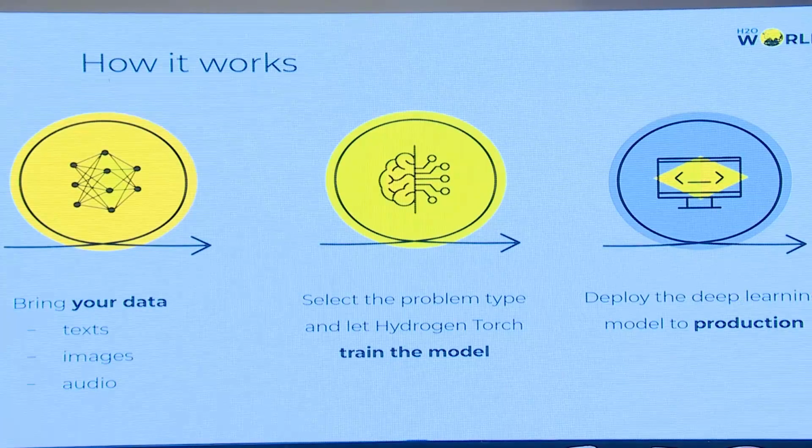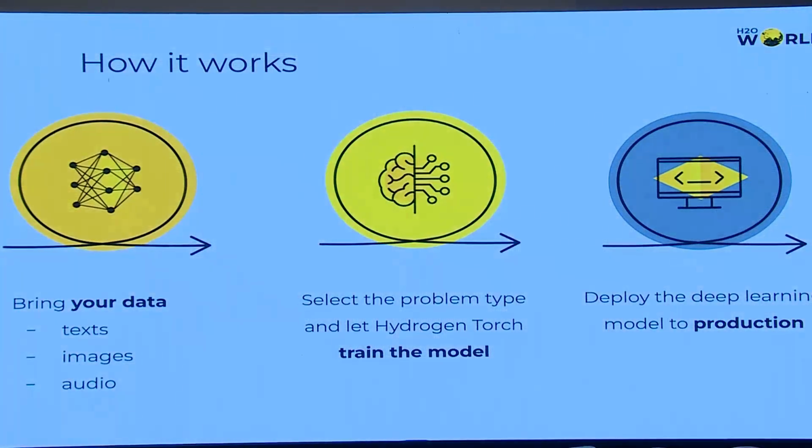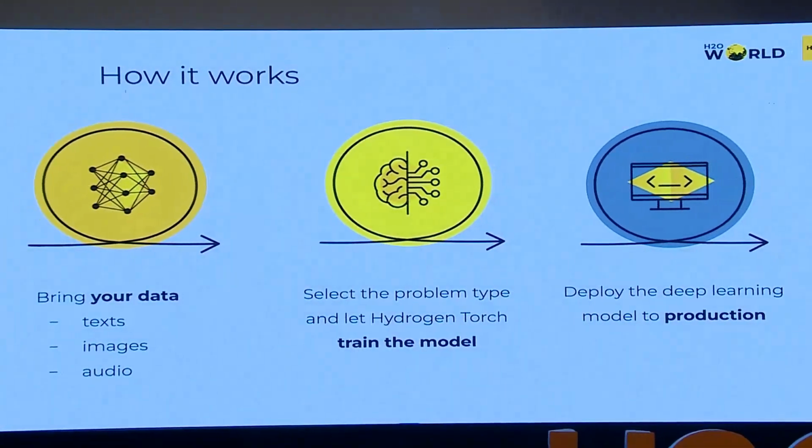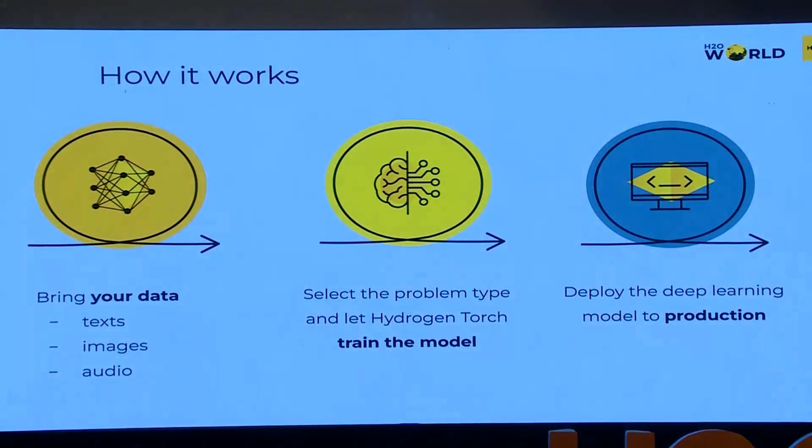Okay, so how it works, I think this is pretty straightforward for anyone that's dealt with a machine learning or deep learning platform. You bring your data, whether it's in the form of text, images, audio, or speech, you select the problem type, and I'll go through the types of problems that you can solve with this in a slide. Let Hydrogen Torch train the model.